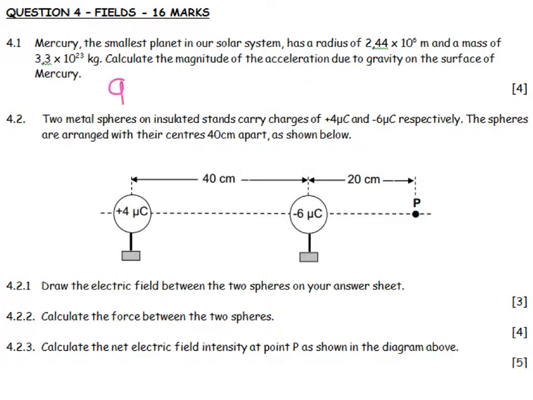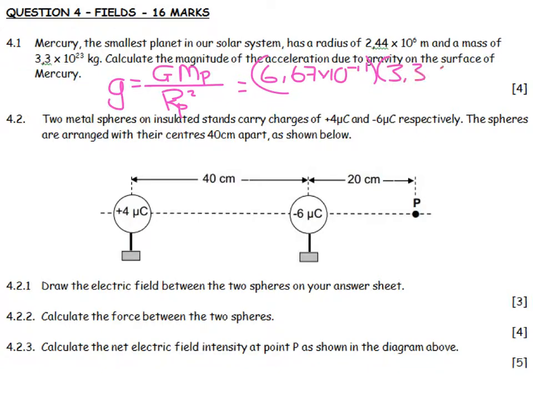Well, on the information sheet you have g is equal to capital G, mass of the planet, over the radius of the planet squared. So let's substitute in those values. 6,67 times 10 to the negative 11, it's on the information sheet, multiplied by a mass in kilograms, 3,3 times 10 to the 23, divided by a radius in meters, 2,44 times 10 to the power of 6, and don't forget to square it. And you land up with an answer of 3,7 meters per second squared.